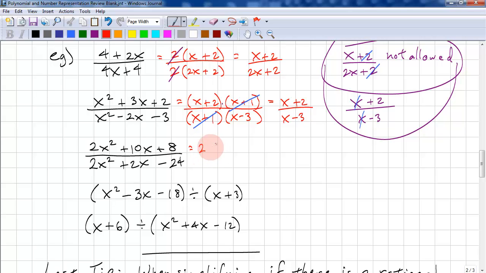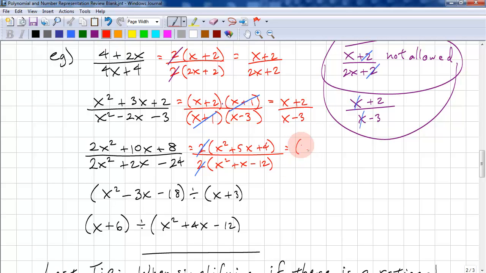Let's look at the next example. Let's factor a 2 out first. Okay, 2 divided by 2, 10 divided by 2 is 5, 8 divided by 2 is 4. Factor our 2 out, x squared plus x minus 12. Again, multiplies, we're free to cancel this out.